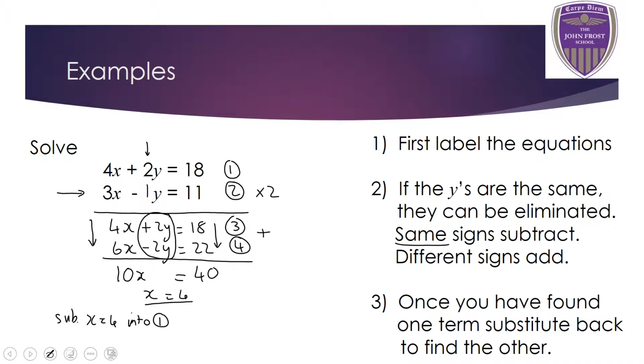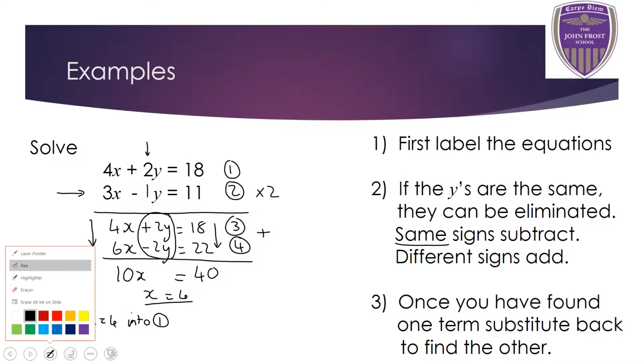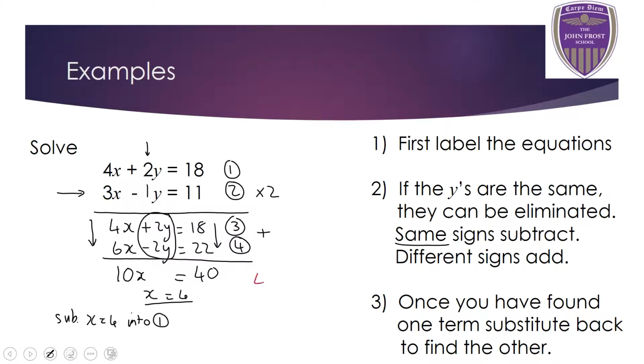Now number 1 looks like this. 4x add 2y equals 18. Okay, so I'll do this bit by here. 4x add 2y equals 18. Now I know that x is equal to 4. So 4 times 4 makes 16. Add 2y equals 18. It's a two-step equation.